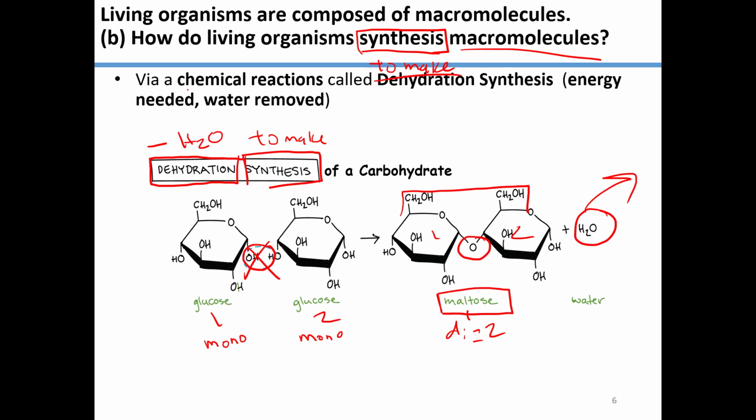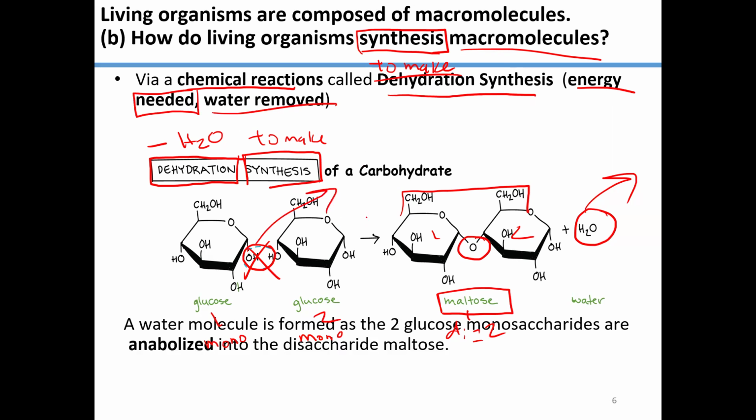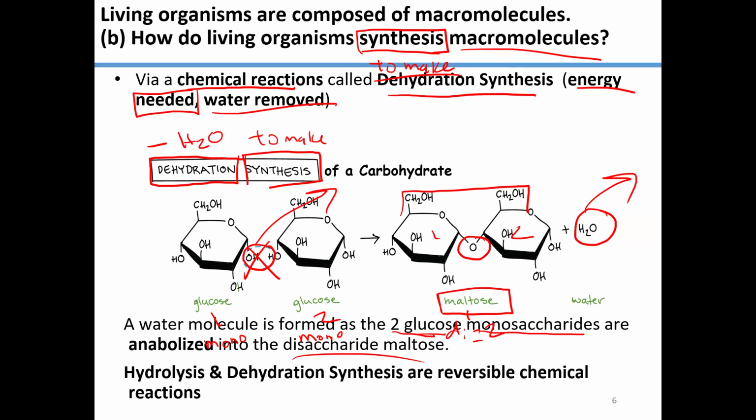So this is how we're getting our two glucoses to come back together to produce one maltose. Again, in this case, it is the chemical reaction called dehydration synthesis, and energy is going to be needed, right? Because we need that energy in order to kick this water out, and water is being removed. So again, we're taking those two glucoses, or our monosaccharides, and adding both of those together to produce maltose.